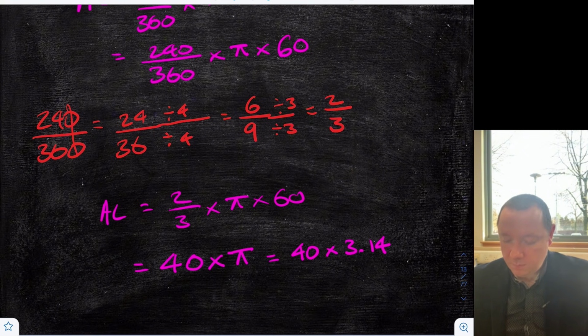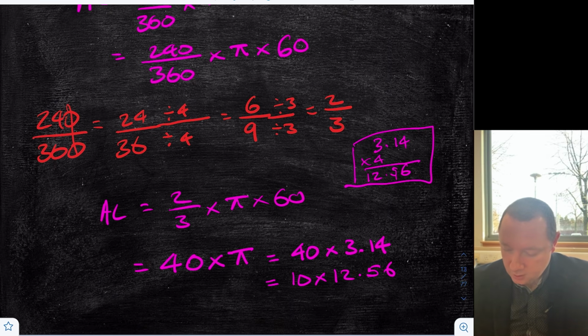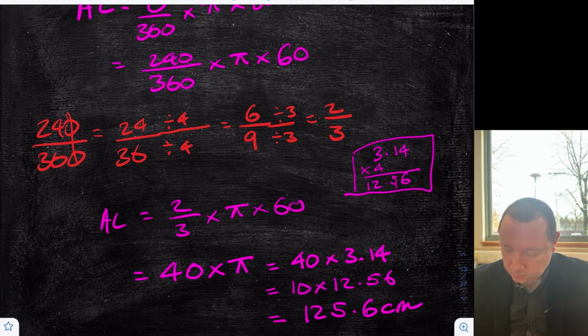So we need to do this sum. There's lots of ways to do it, but times by 40 is the same as times by 10 and times by 4. So again, at the side, you can just do 3.14 times 4. 4 fours is 16, carry 1. 4 ones is 4, plus 1 is 5. 4 threes is 12. So you get 12.56. So that is 10 times 12.56, which is 125.6. And our units were centimetres.